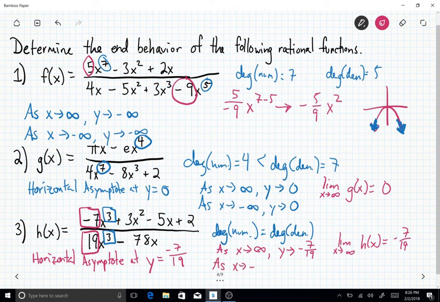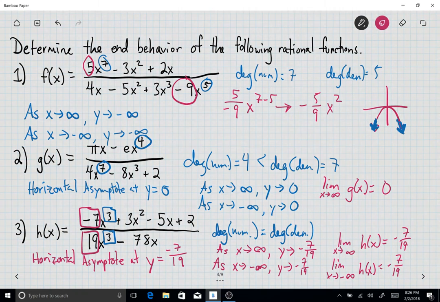So finally, we have as x approaches negative infinity, y approaching negative 7/19. And so if I were to write that out with this lim symbol, lim as x approaches negative infinity of h of x also equals negative 7/19. You don't have to know that last notation where you see the lim business, but if you do go on, you can see here's what's happening, and that's how all those problems work out.